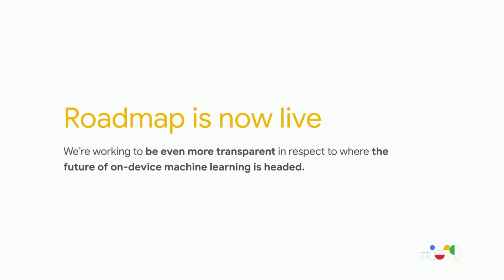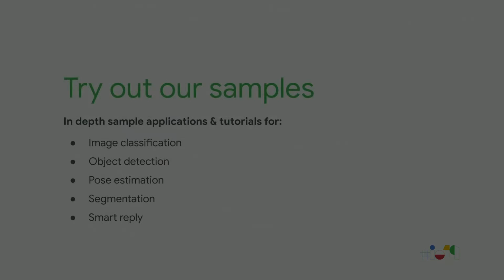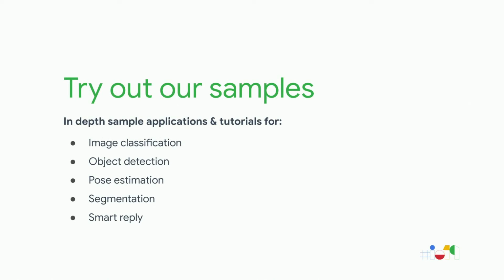Now, as an open source product, we're working hard to engage with the community and be even more transparent about where we're headed. That's why we've published our 2019 roadmap on tensorflow.org/lite, so you have visibility into our priorities. So please feel free to check it out and give us feedback. We also have new code samples and models on the site for common use cases like image classification, object detection, and the others that you see here.